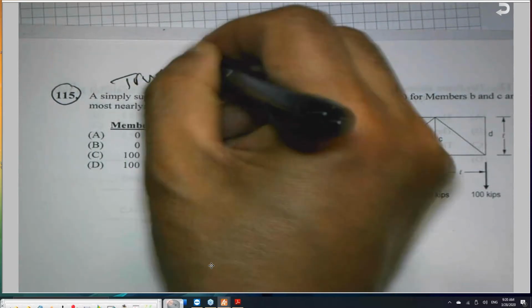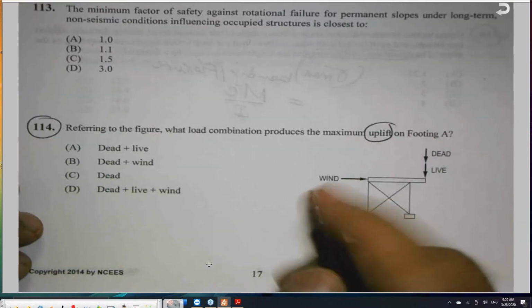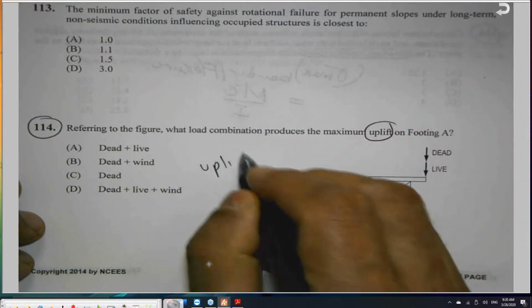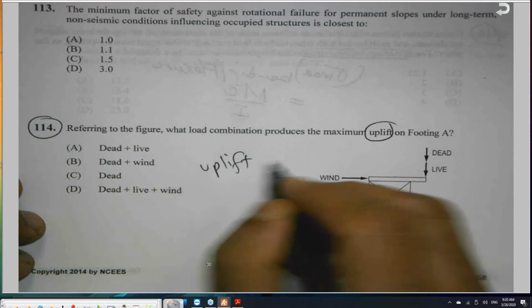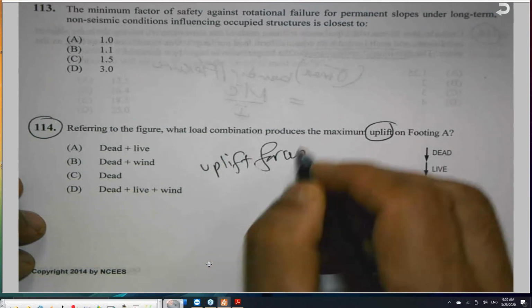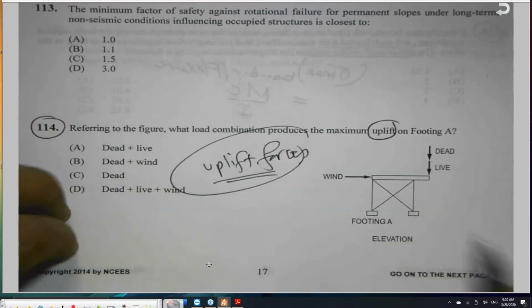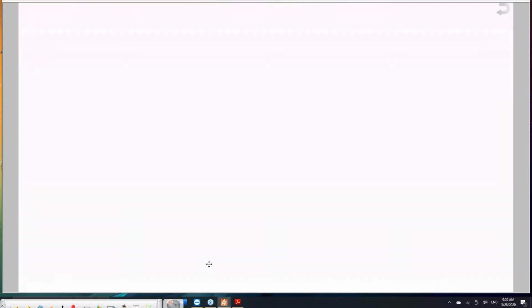So trusses is a topic that we need to be mastering. Let me go back again to the problem about the uplift forces. Uplift forces. We need to understand this concept also. Trusses is the second one.